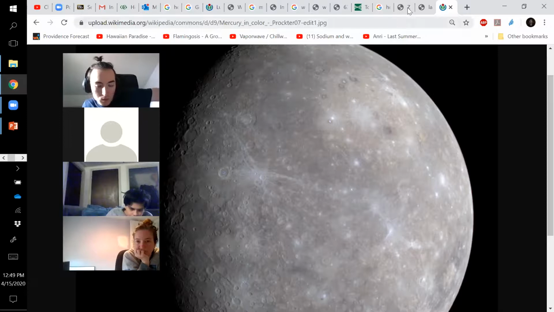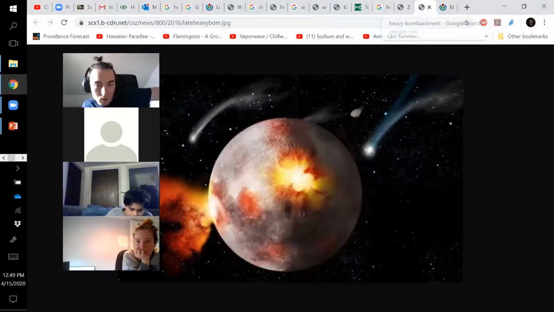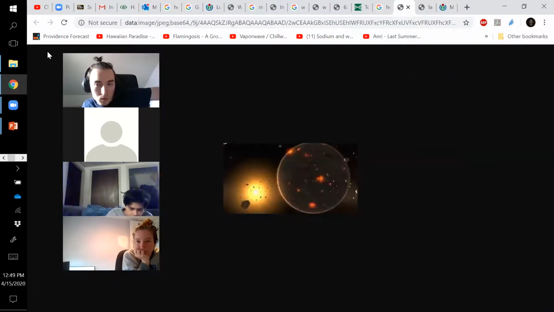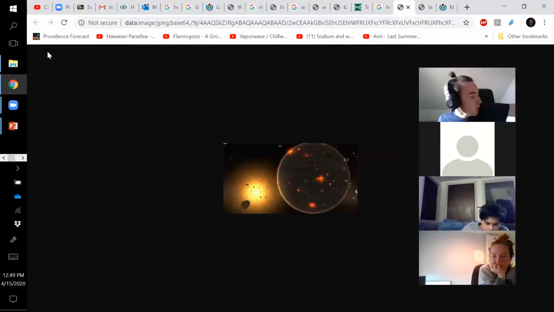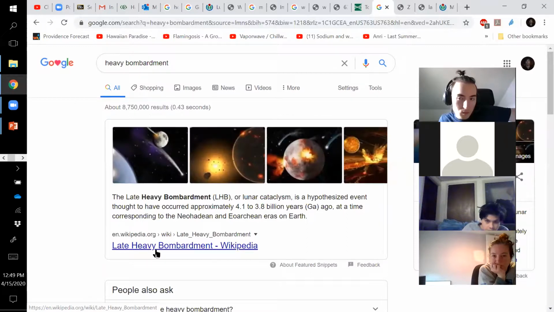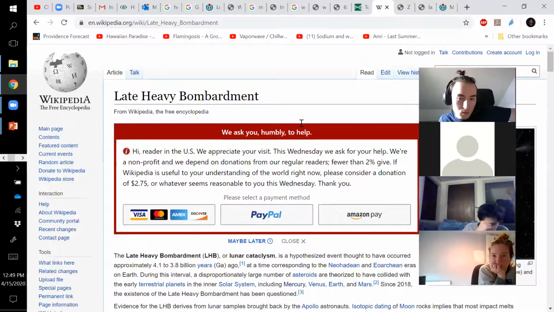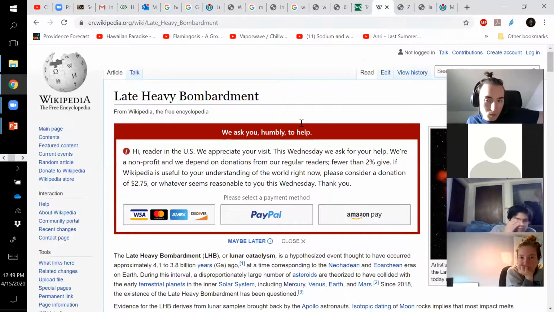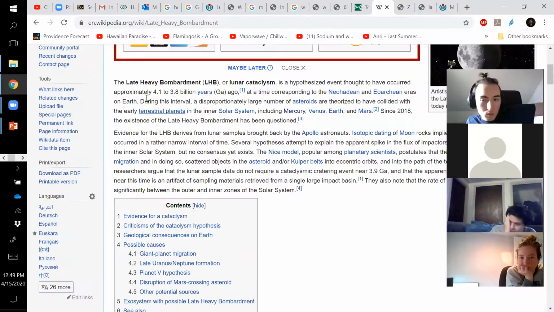So if we were going to define the heavy bombardment period, it's a period in the solar system's history during the first 1 billion years where massive planetesimals must have rained down onto its surface. And people have gotten quite technical about the time periods. They have an early heavy bombardment and a late heavy bombardment, and this is anywhere from 4.1 to 3.8 billion years ago.